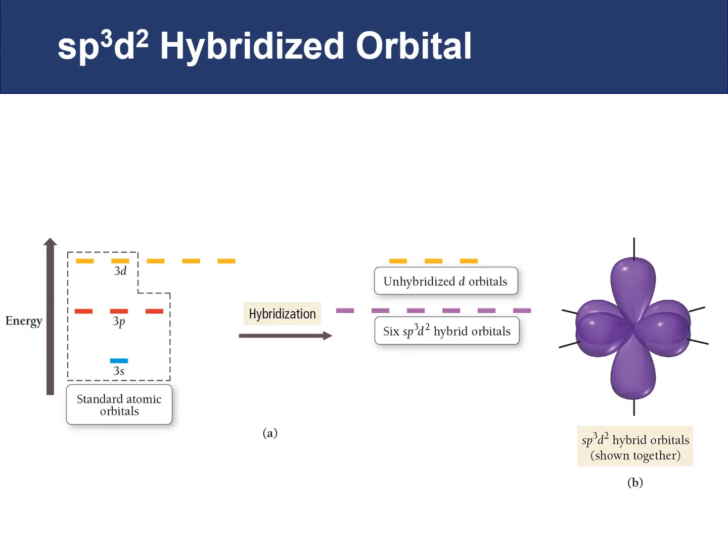In terms of our electron diagrams, we would be mixing a single s, 3 sets of p's, and 2 sets of d's, leaving 3 unhybridized d orbitals. So we're taking a total of 6 standard atomic orbitals, mixing them together to hybridize them, resulting in 6 degenerate, meaning that they have equal energy, 6 degenerate orbitals that are sp3d2 hybridized orbitals. This gives us an octahedral electron geometry, and we have 3 sets of unhybridized d orbitals remaining.